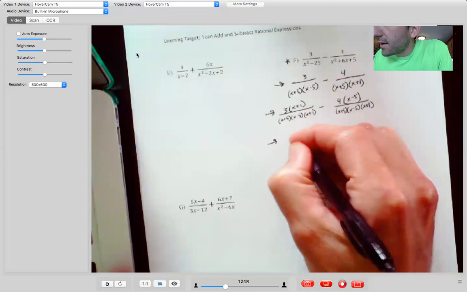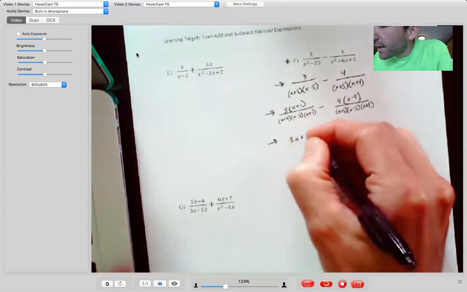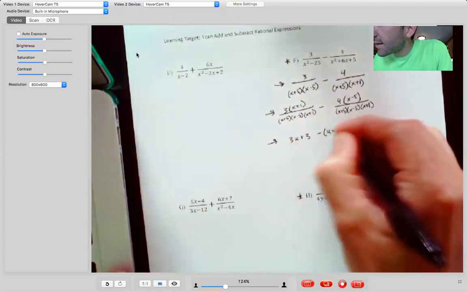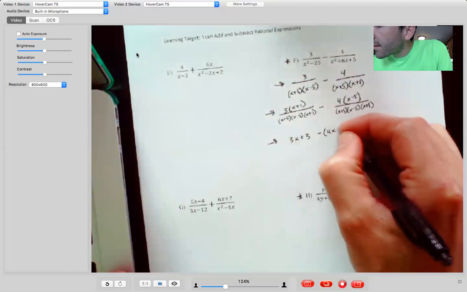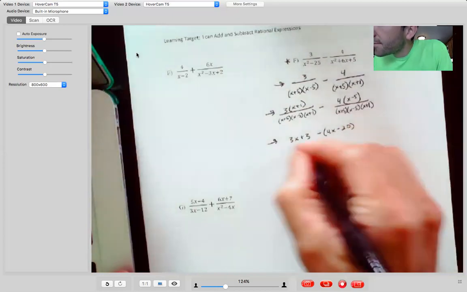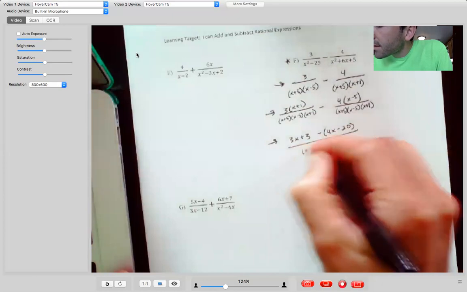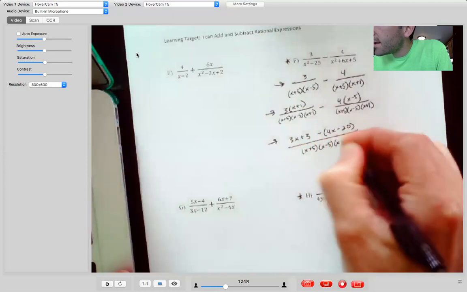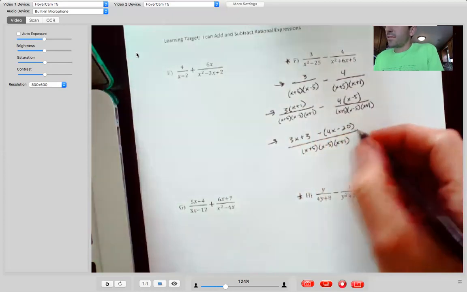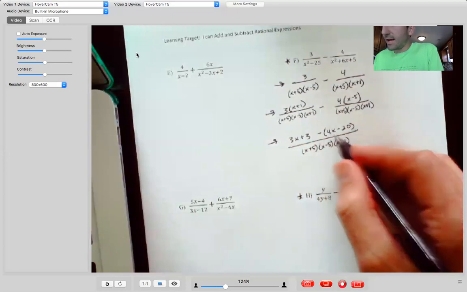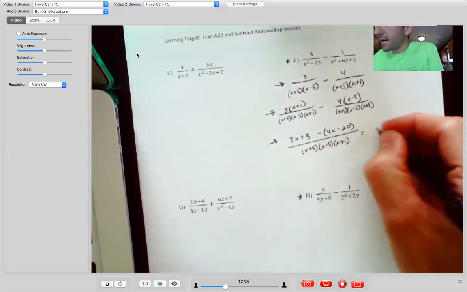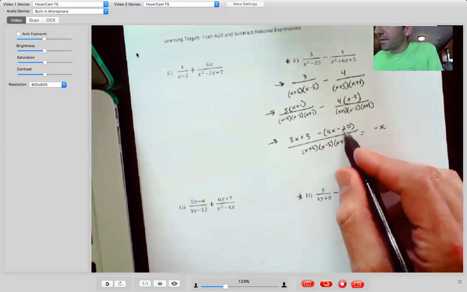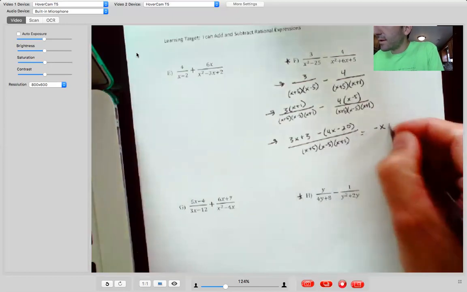So that's going to be 3x plus 3 minus 4x minus 20 over x plus 5, x minus 5, x plus 1. And so remember, when we subtract here, we're distributing that negative. So 3x minus 4x is negative x. And 3 minus negative 20, or 3 plus 20, is plus 23.